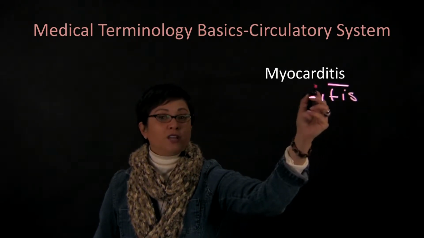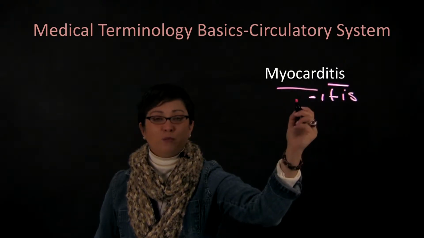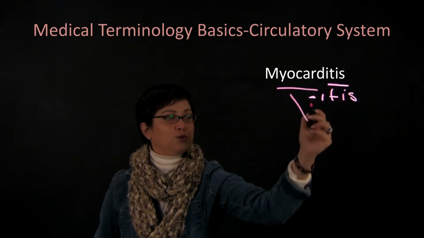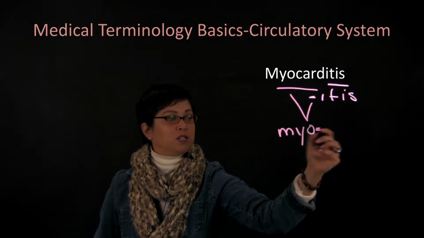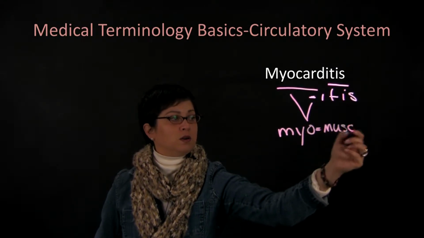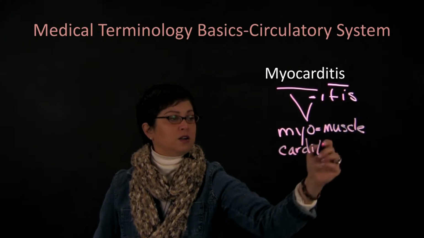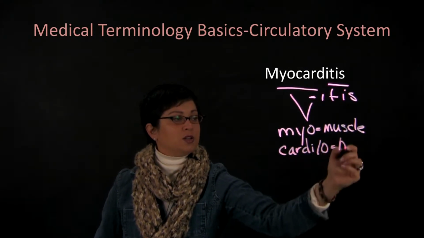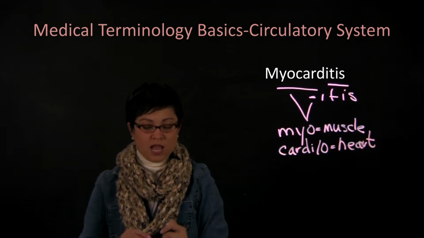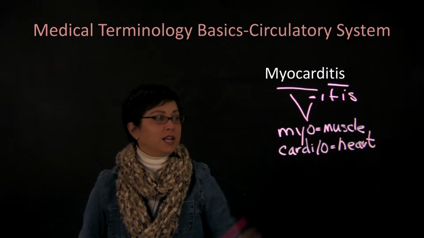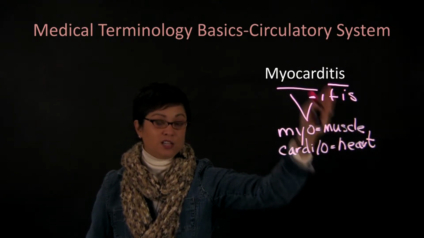Then we're going to have the cardi, and in this particular term we do not have a prefix. We just have two word roots. We have myo, which means muscle, and we have cardi, which means heart. Now each piece of the word, the suffix, usually indicates some type of condition, and in this case it's inflammation.